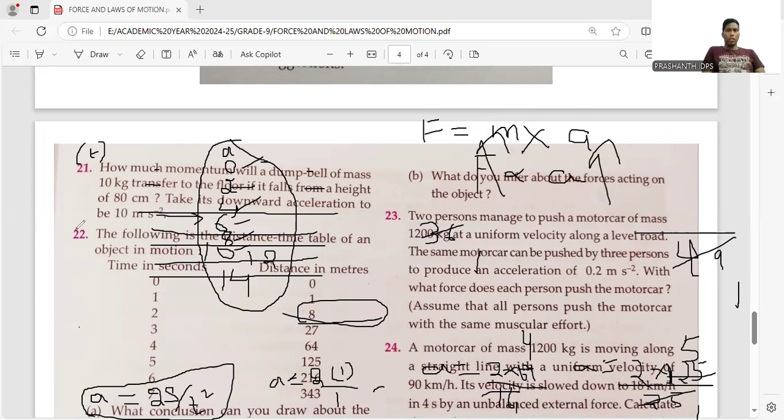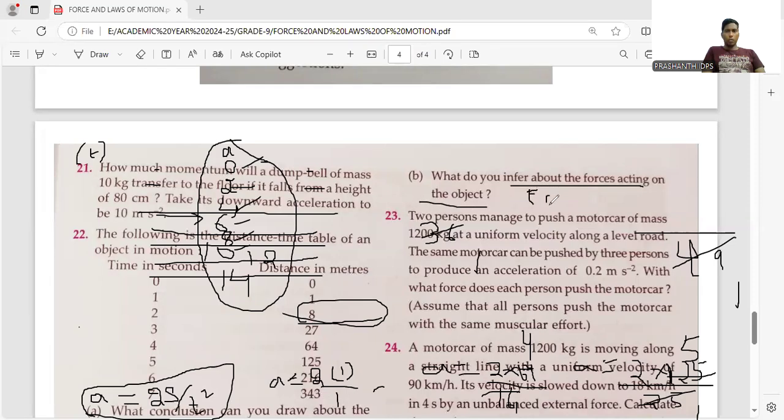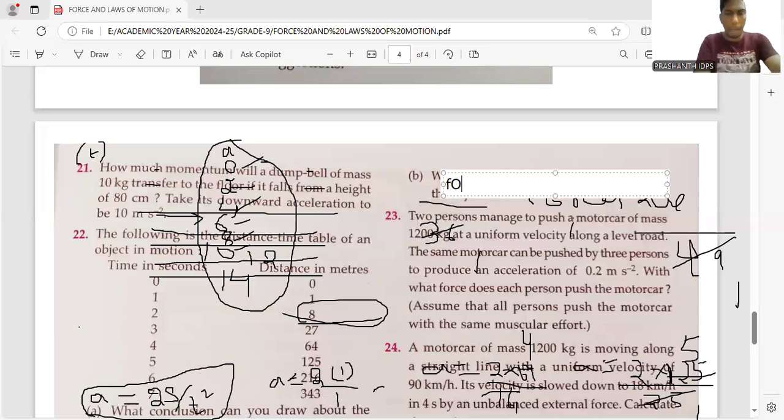So the answer which you can write for option B, what do you infer about the force acting on the object? Forces are increasing. This will be the answer for B. I'll write here: forces are increasing. Okay, this is the answer for B. I hope it is clear, right?